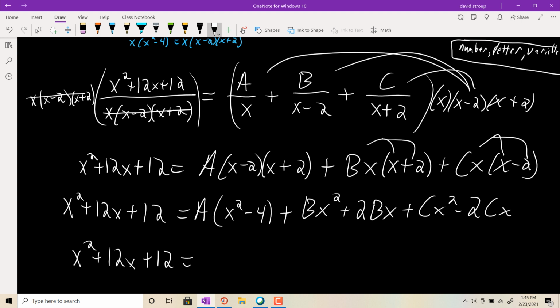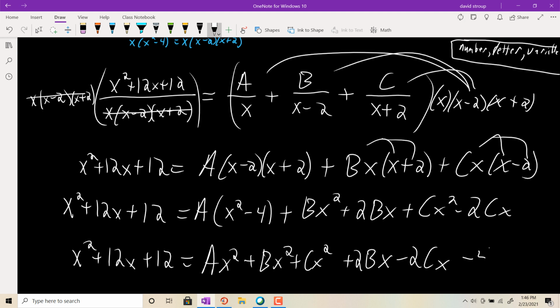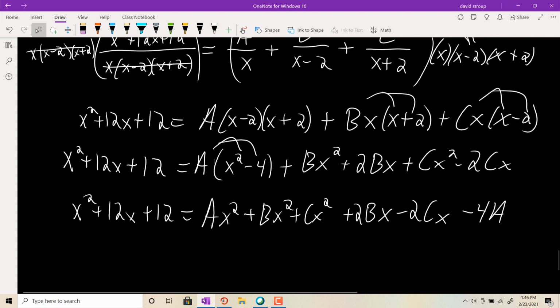Distributing, I have 8x squared, and I'm going to move the bx over. bx squared plus cx squared plus 2bx minus 2cx. And then there was a minus 4a from this first distribution that I kind of pushed to the back. Okay, let's make sure I got them all. Got that, got that. Got this, and I got those two.